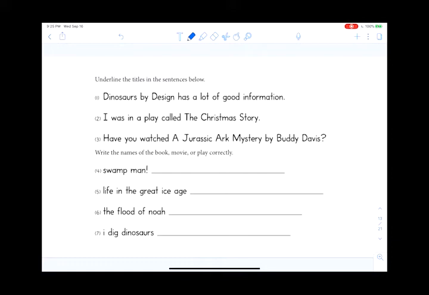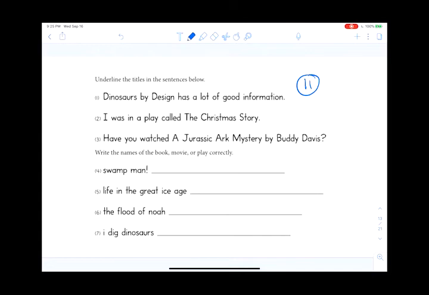Good. Let's do some practice. Underline the titles in the sentence below. Take some time to pause this video and complete that exercise. All right.